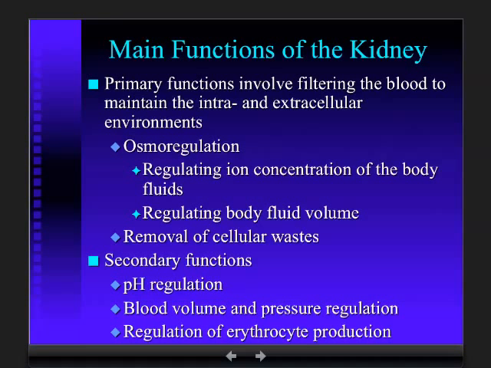Red blood cells. And so this organ is responsible for producing the hormone erythropoietin, which stimulates red blood cell production, and it then ultimately is responsible for controlling the amount of red blood cells in your blood plasma.